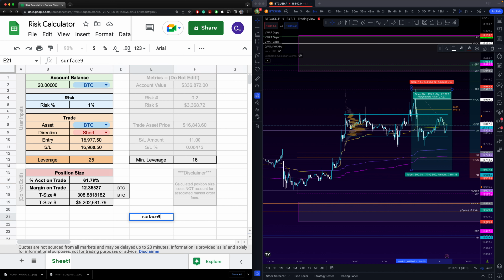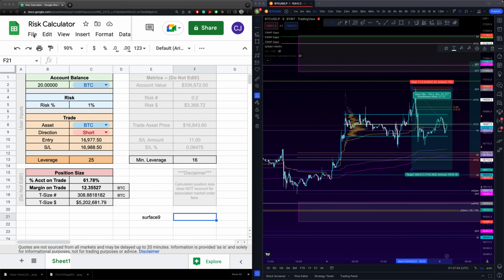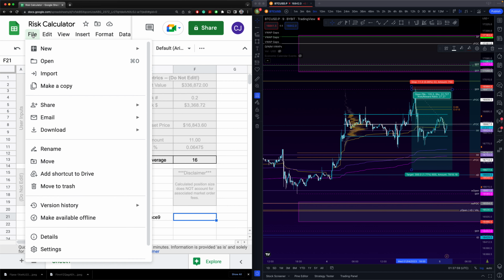My username is Surface9. And in order to get this calculator for yourself, Jay is going to upload 2 files into his channel, one of which will be an ODS file and the other is an XLS file. The XLS file will be used for importing into Microsoft Excel, and the ODS file will be used for importing into Google Sheets. So you want to go to Google Sheets and open up a new spreadsheet.